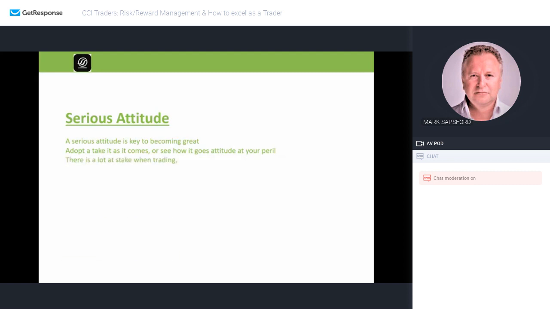There is a lot at stake when trading. Money, your hard-earned capital is at stake, which can lead to your relationships too being affected and your livelihood. All of these three things are at stake when you're trading. So a serious attitude is so crucial and one of the most crucial elements for you to have to become great as a trader. A serious attitude is key to protecting these three things: money, relationships, and livelihood.